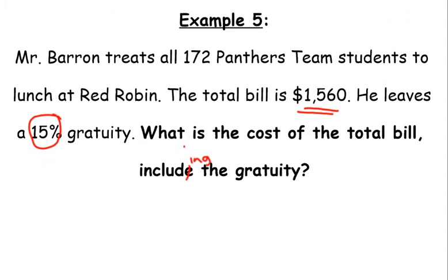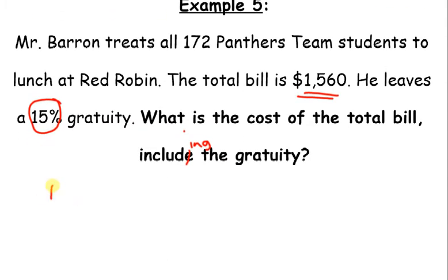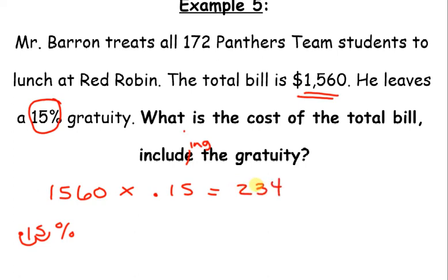Okay, so let's go ahead and calculate this. So our original bill is $1,560. The tip rate is 15%. So we're going to multiply by, move our decimal point back 2 places, times 0.15. Go ahead and do that in your calculator. And you should get an even $234. That's our tip. But it doesn't want to know what the tip is. It wants to know what the total bill is.